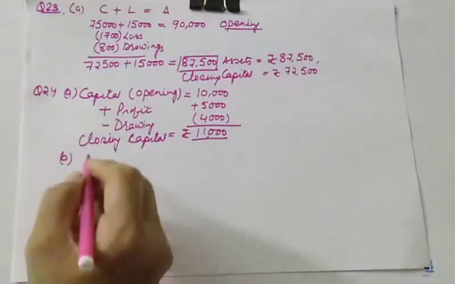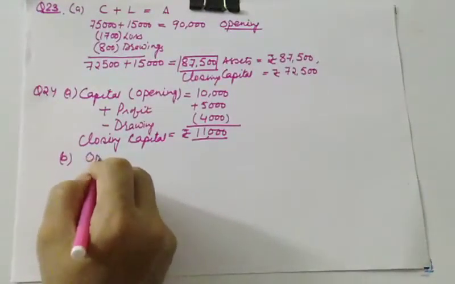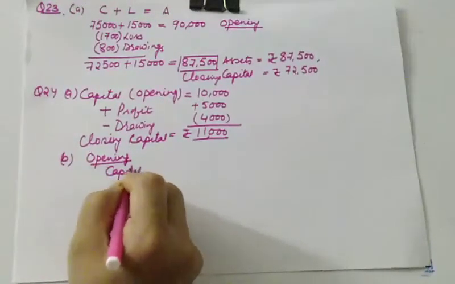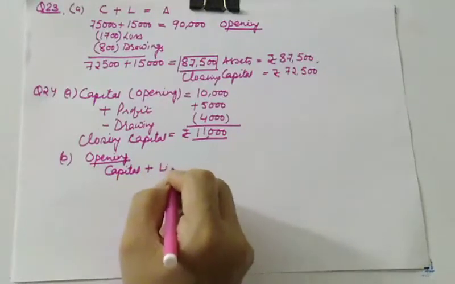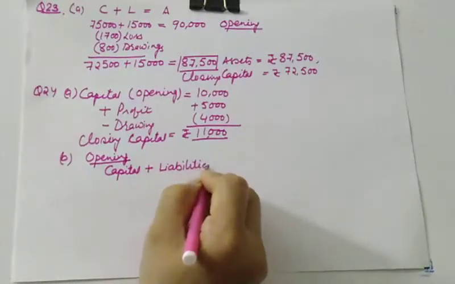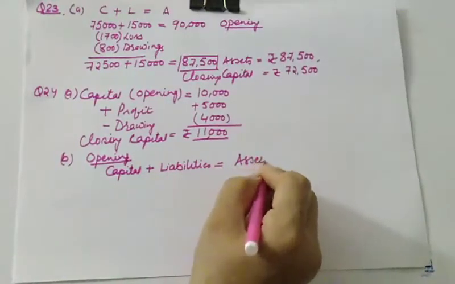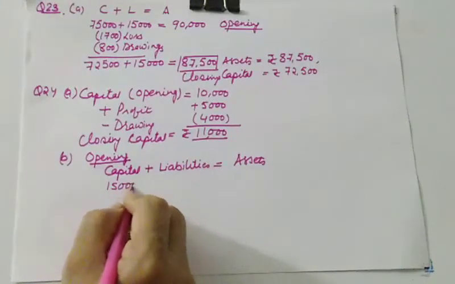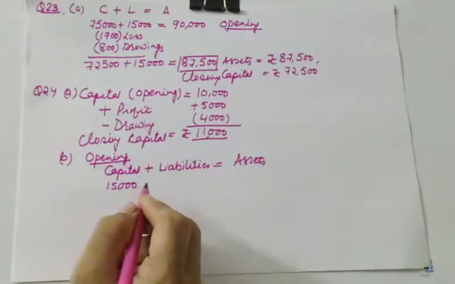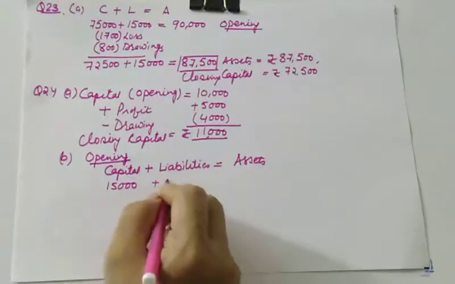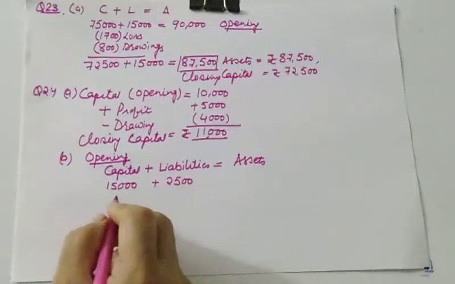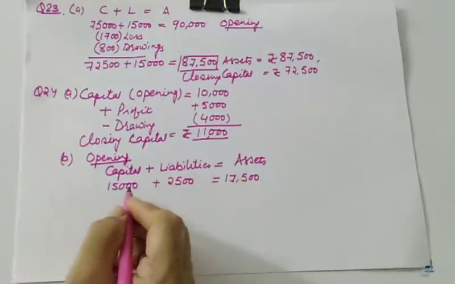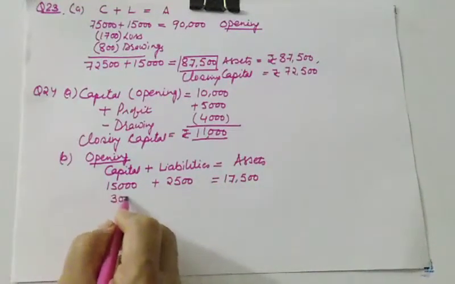So first of all, we'll be writing the opening details. Opening details are opening capital plus opening liabilities is equal to opening assets. So how much capital is given to us? It is 15,000, and 2,500 is the liability. So his opening assets are 17,500, but it is mentioned that he made a profit of 3,000 during the year.